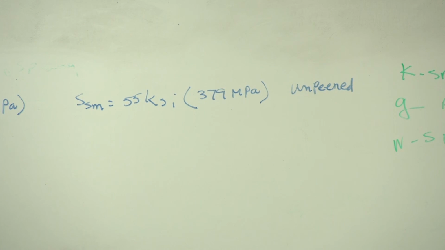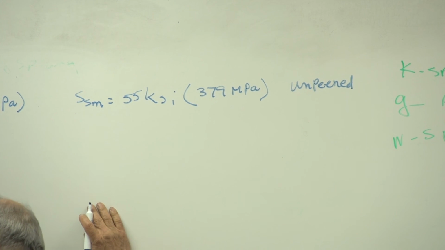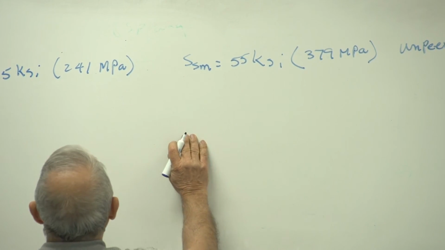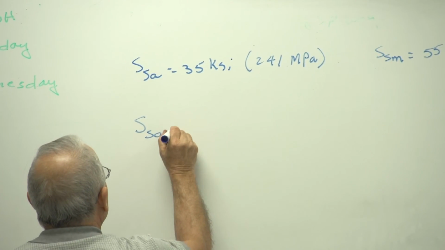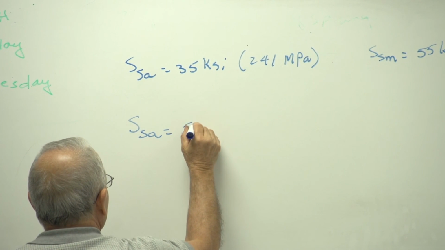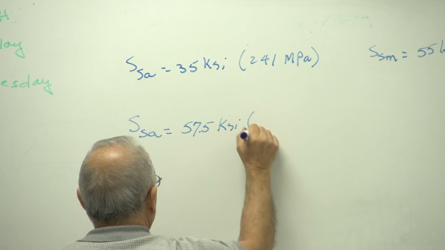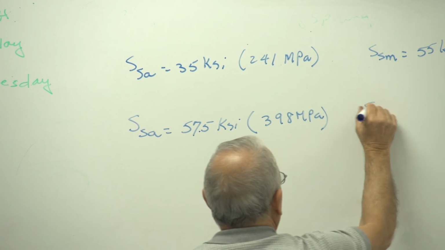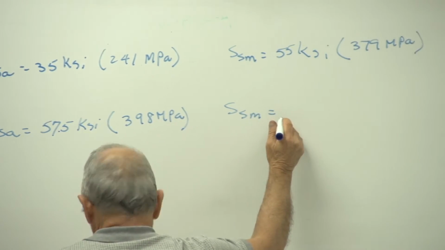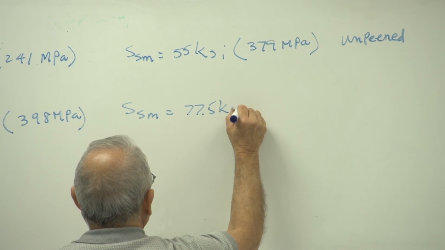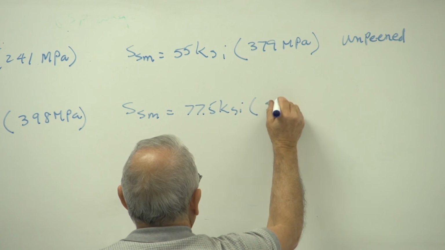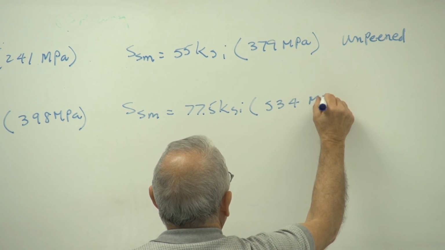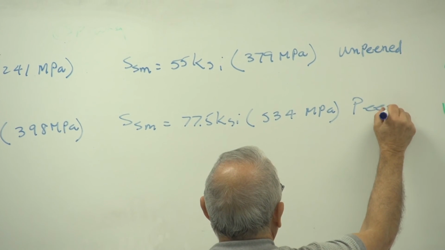We talked about shot peening here, right? Yeah. You bombard the surface of the spring and all of that to make it more resisting in fatigue. And then SSA equals 57.5 KSI, or 398 MPa, and SSM equals 77.5 KSI and 534 MPa. This is for peened wire.